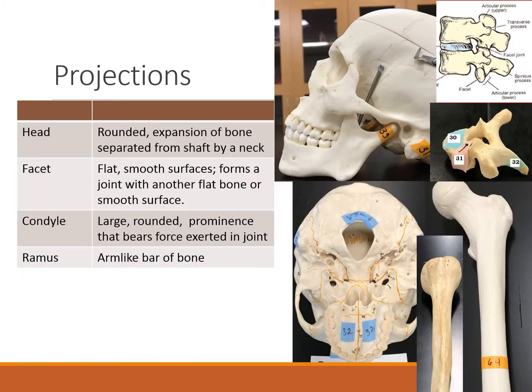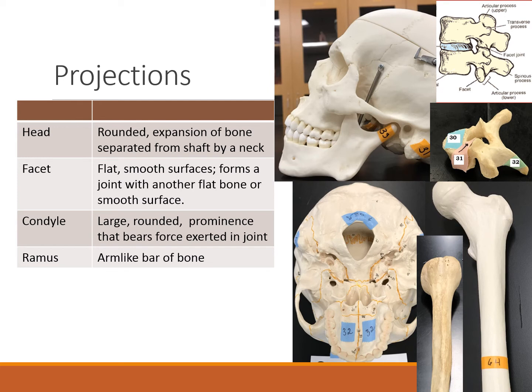On the last slide, we looked at projections that are sites for muscle or connective tissue attachment. Now let's look at projections that form joints, aka articulations. First, we have a head.